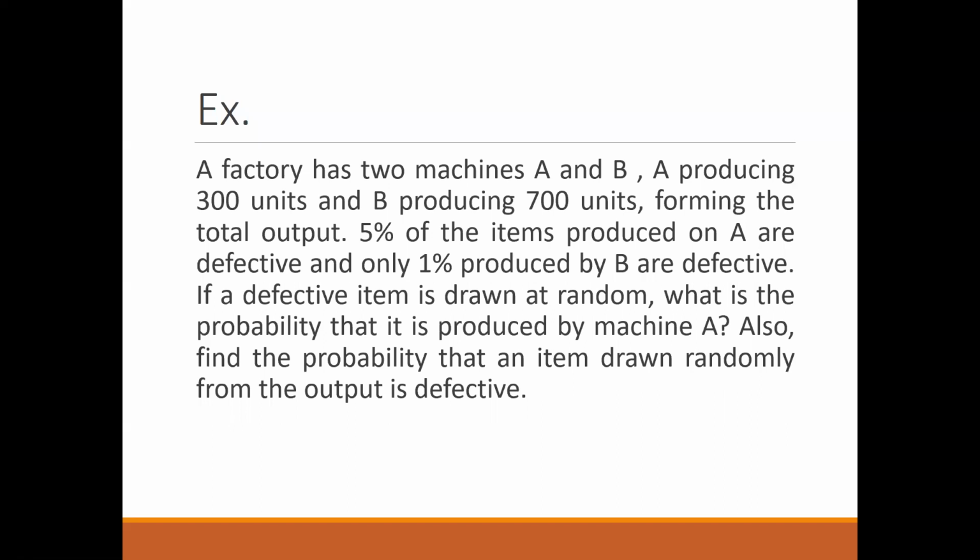Are you finding PD? 60 divided by 1000. From where did you get 60? Did you take 5% and 1% and decide 6%? That's not the way of doing that. No, that is not the right way.